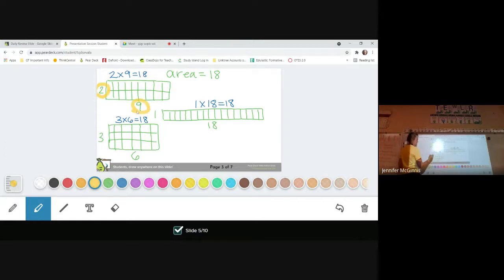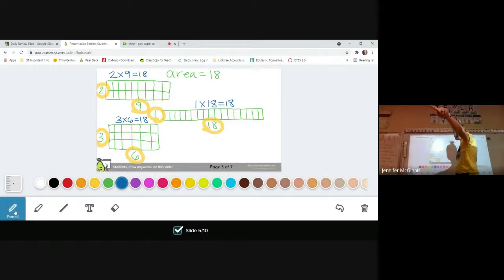Does anyone know what these numbers are called inside of these yellow circles? This is our learning target today, to learn what these are called and how to list them. You know what they're called? Nope. Perimeter. Nope. Area. Nope. Factors. Good job.